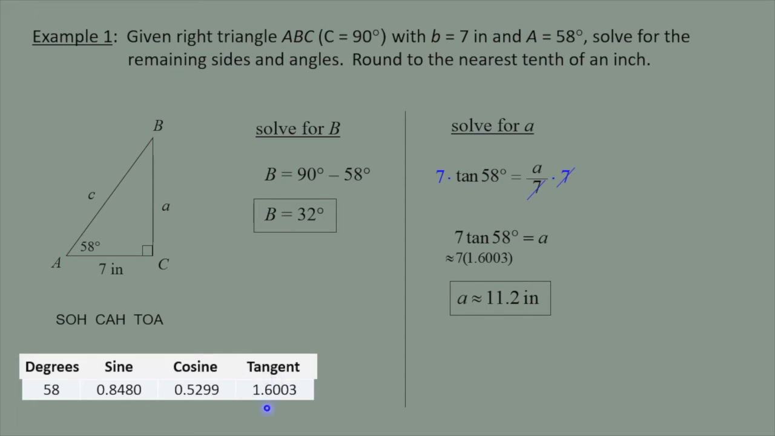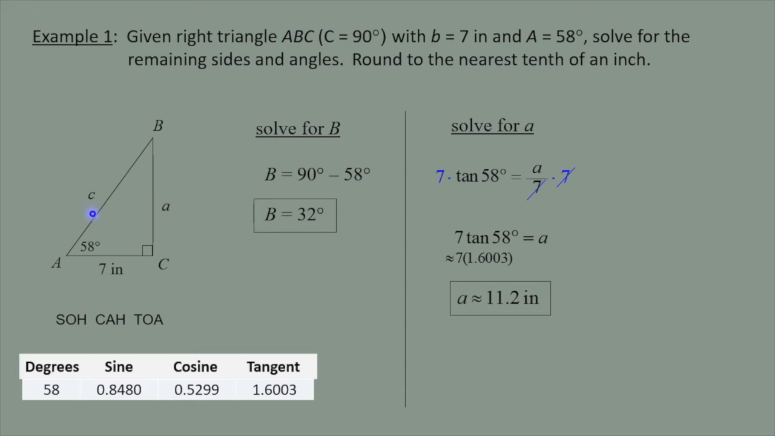Remember that this ratio tells us for any right triangle with a 58-degree angle, the opposite leg to that angle will always be approximately 1.6 times the adjacent leg, or the ratio of the opposite leg to the adjacent leg will be approximately 1.6.